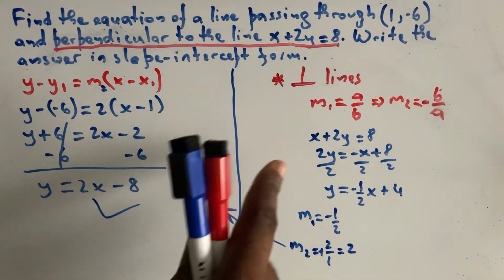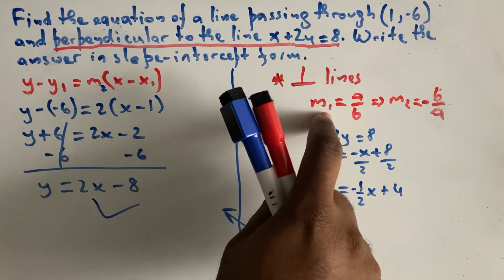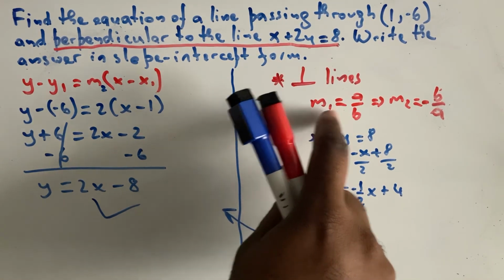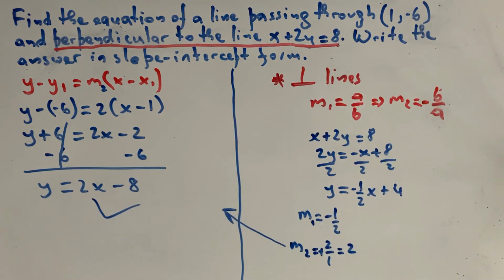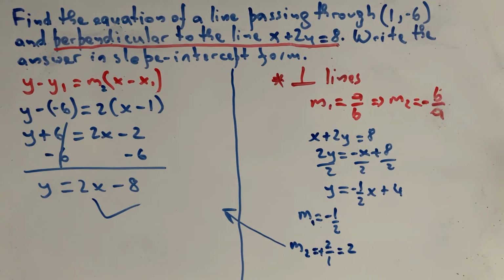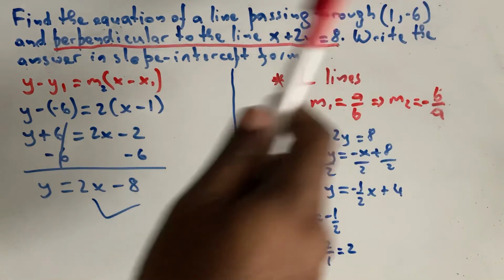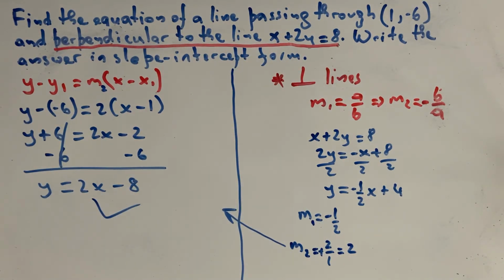This example is different. They're perpendicular. So M1 is the negative reciprocal of M2. As long as you know M1, you can get M2, but you've got to flip M1 and change its sign. All right? Very easy. This is how you find the equation of a line passing through a point and also perpendicular to another line. All right? Thank you.